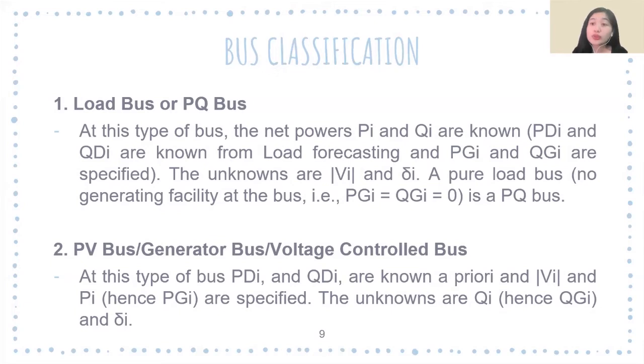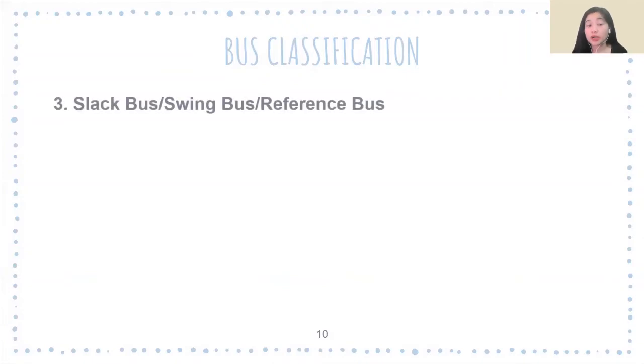So if we are going to analyze, the different buses are different from one another because they are comprised of different variables that are specified and variables that are unspecified, because they are classified to that certain type of bus. For example, there are two knowns and two unknowns, where they vary from bus to bus. And lastly, we have the slack bus, the swing bus, or the reference bus.